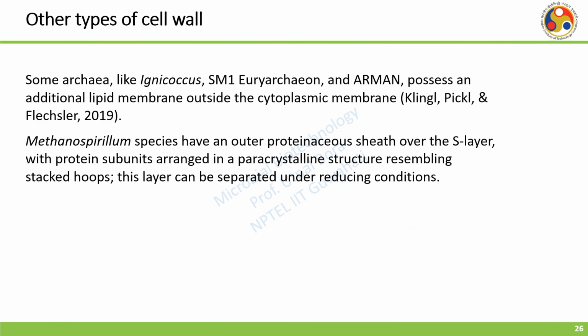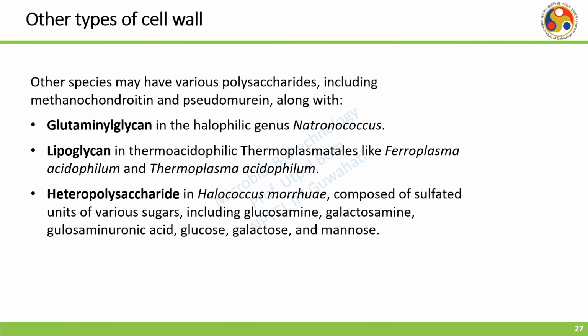Other types of cell wall: some archaea like Ignicoccus, SM1 Euryarchaeon and ARMAN possess an additional lipid membrane outside the cellular membrane. Methanospirillum species have an outer proteinaceous sheath over the S layer, with protein subunits arranged in a paracrystalline structure resembling stacked hoops. This layer can be separated under reducing conditions. Other species may have various polysaccharides, including methanochondroitin and pseudomurein, along with glutaminylglycan in the halophilic genus Natronococcus.